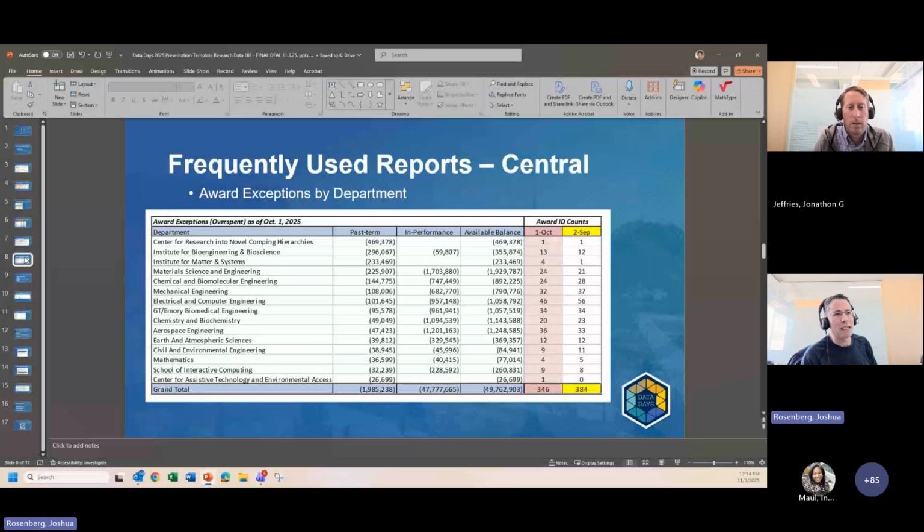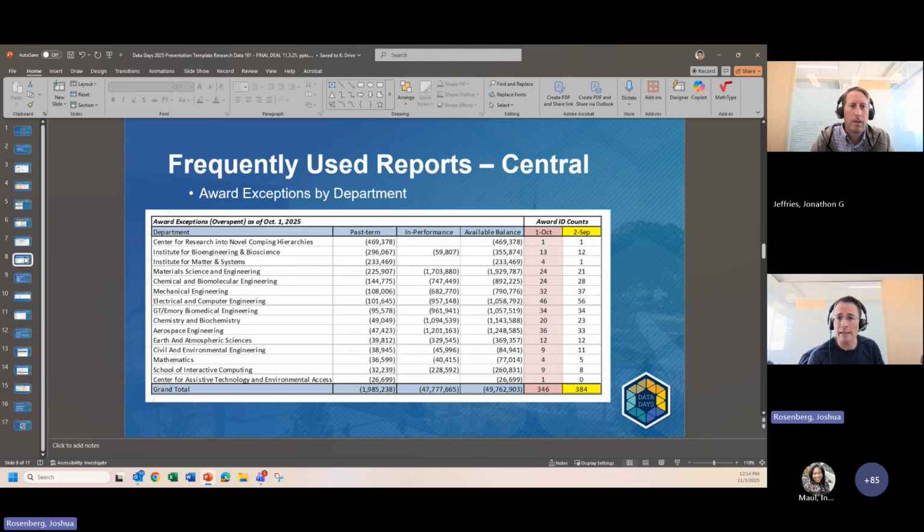Okay, award exceptions by department. I'll talk more in detail about all types of exception reports that we are now utilizing in a little bit, but this one specifically is the award exceptions by department. This represents situations where, when we look at actual expenditures and encumbrances and obligations and commitments, along with F&A obligations and commitments, we're over budget.